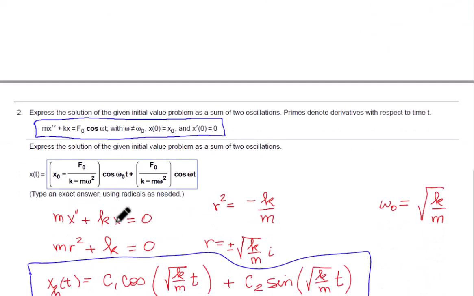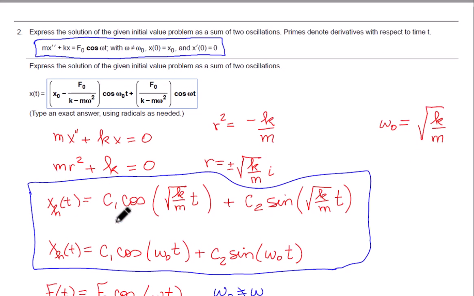All right, question 2. We have m, so we just have a mass, x double prime plus kx, k is typically our spring constant, and a driving function on the right hand side. And they're telling me that the driving function's omega is going to be different from the period in here with the homogeneous solution. They're giving me an initial position, and initially x prime of 0 is 0.